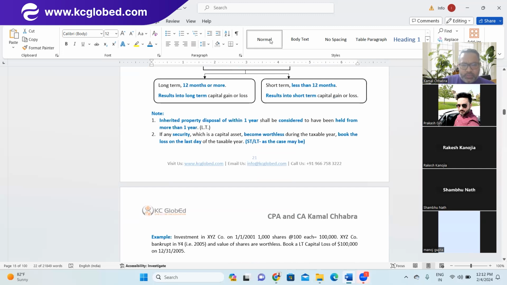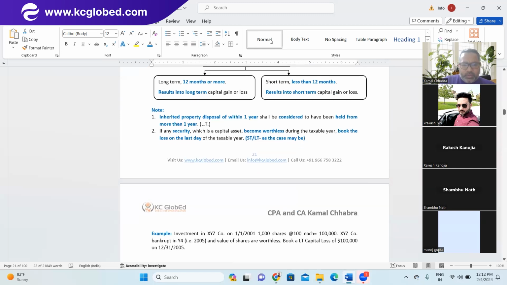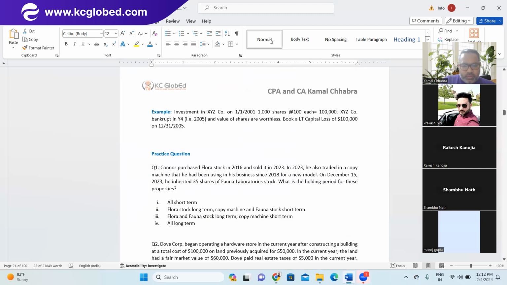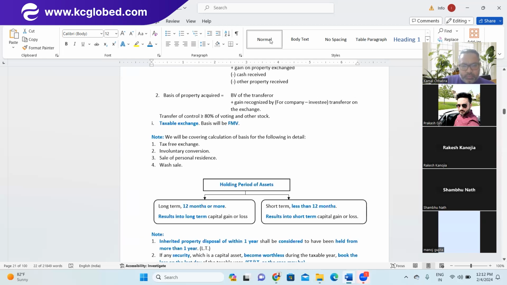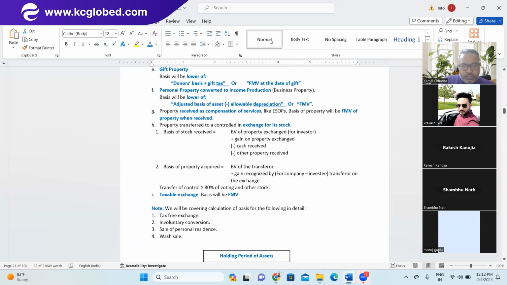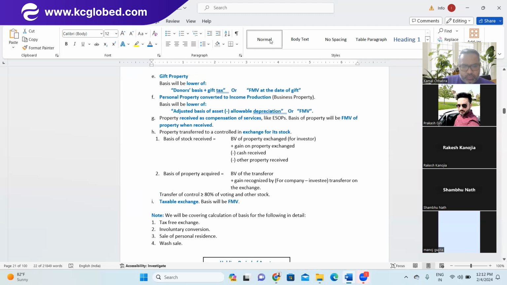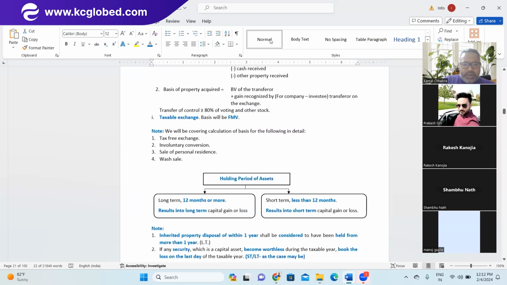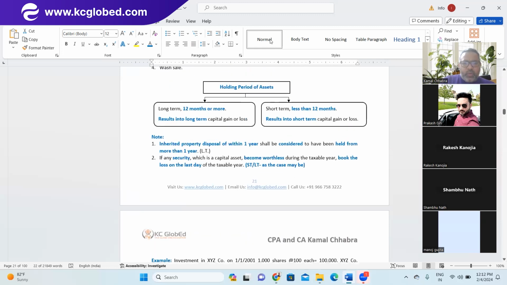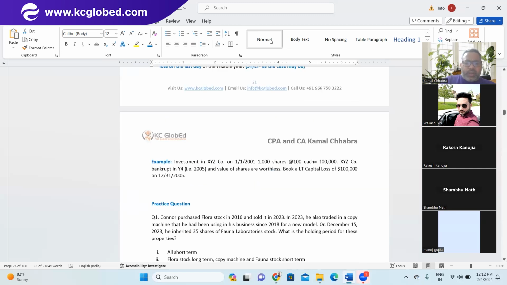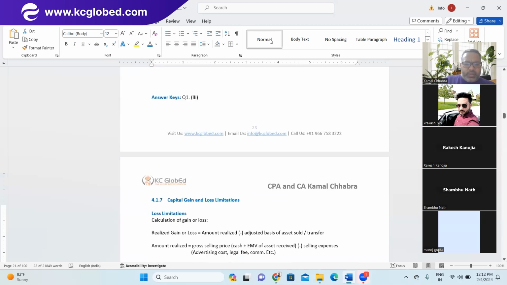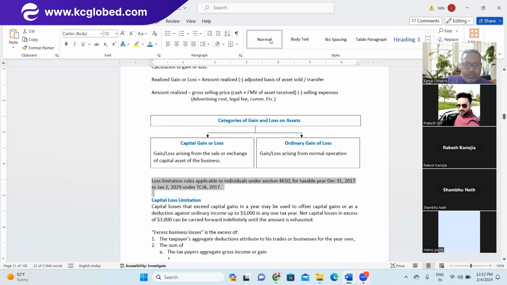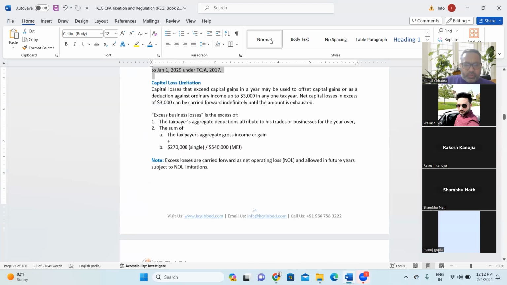Right, so I'll do that. On page 20, page 21, it is there, sir. It is mentioning short term and long term. No worries, I'll add one line. Yeah, the holding period. So this is for short term and long term. Yeah, I'll add a one-liner in the definition of assets itself, right?